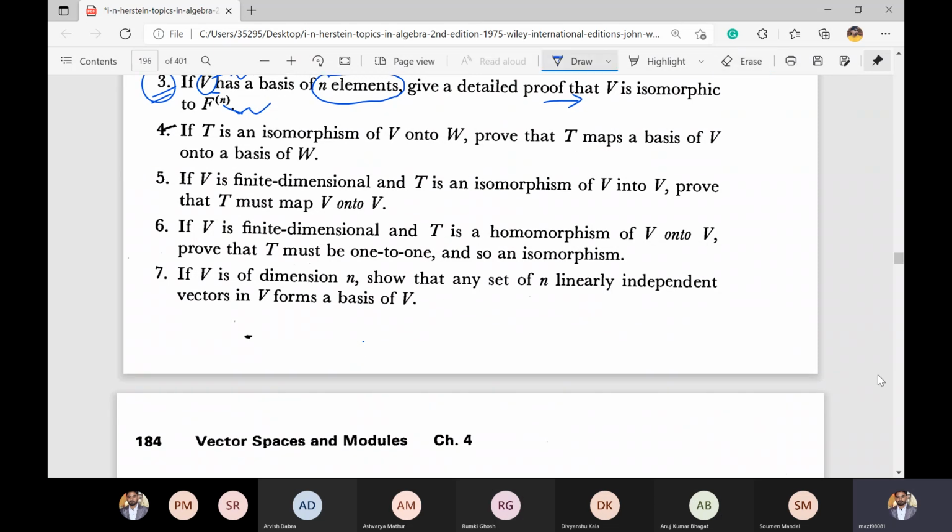Okay, so does anyone have any doubt in question number 4? If anyone does, please ask.